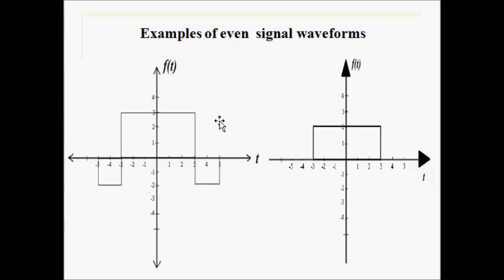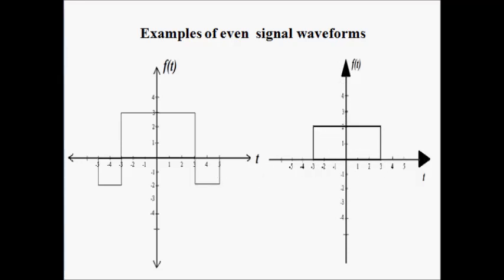These are the examples of even signal waveforms. So as you can see, this waveform is symmetric around the y-axis. These are exactly mirror images of each other. Here also, this is an even signal waveform and it is exactly symmetrical around the y-axis. So these are some of the examples of waveforms of even signals.